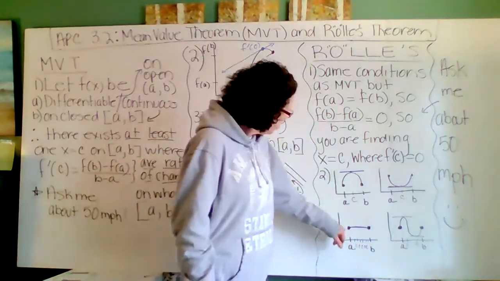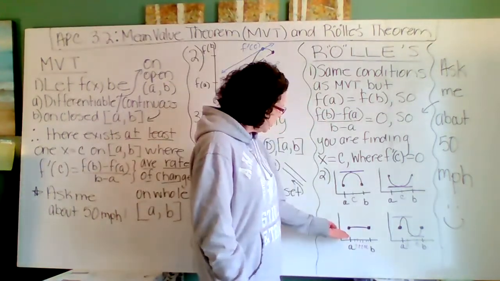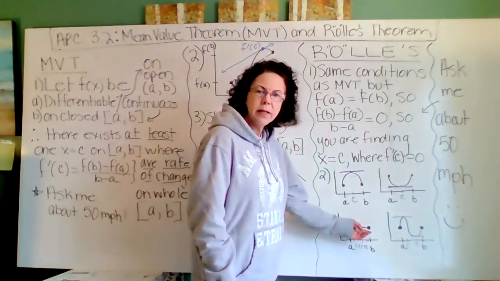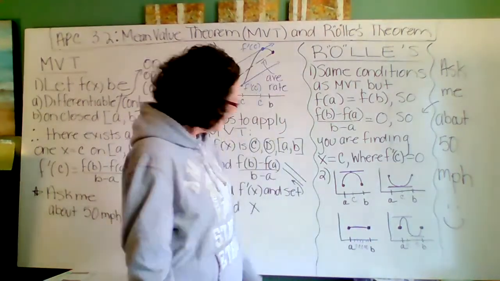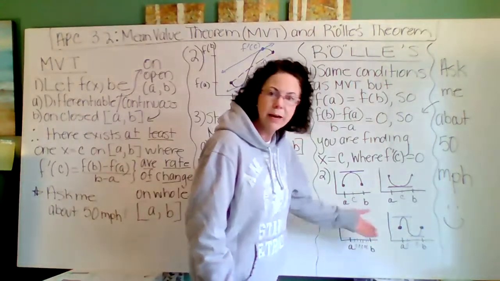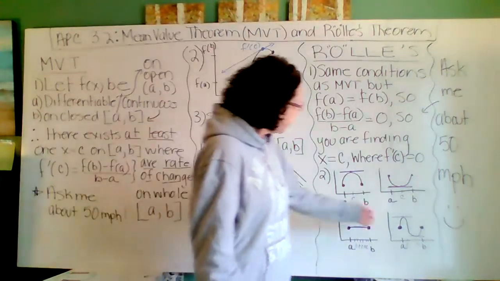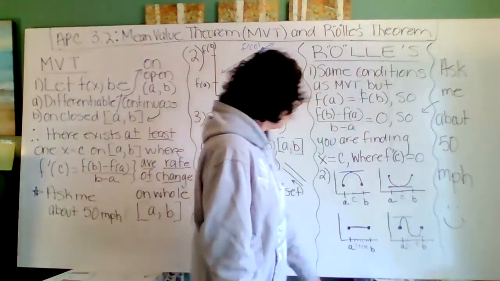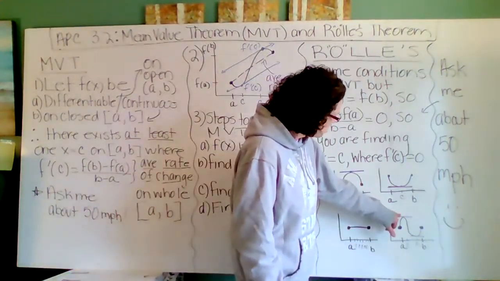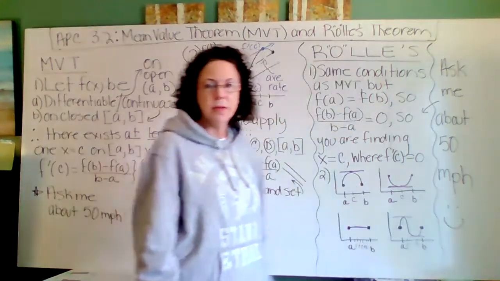Notice here, you may say, well, what's going on here? Well, what if f of a equals f of b and you just stayed at that value all the time? Notice that the derivative is 0 everywhere, right? Or it could happen more than once, at more than one x, right? Here's where the derivative is 0. Here's where a derivative equals 0.